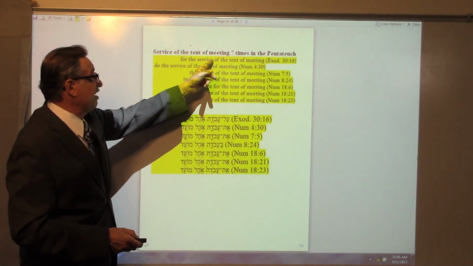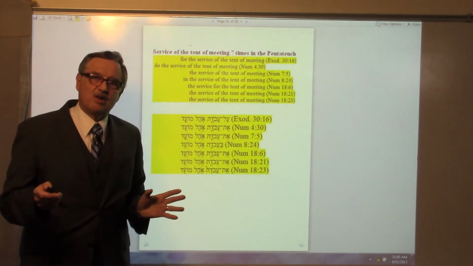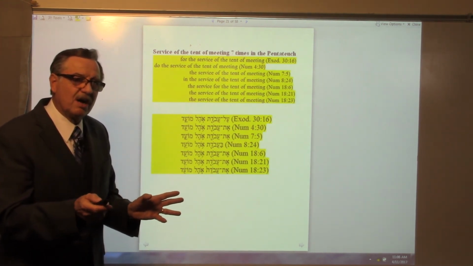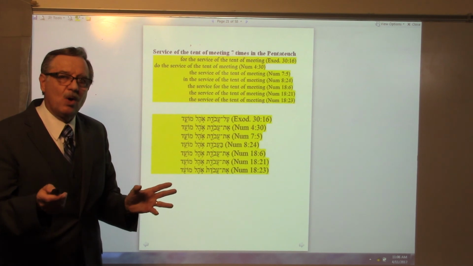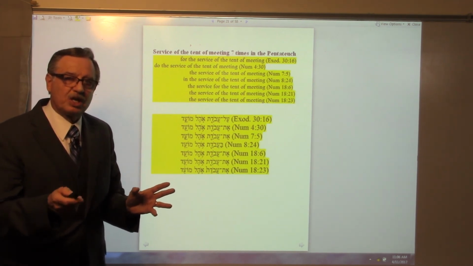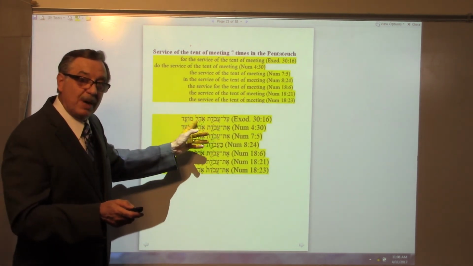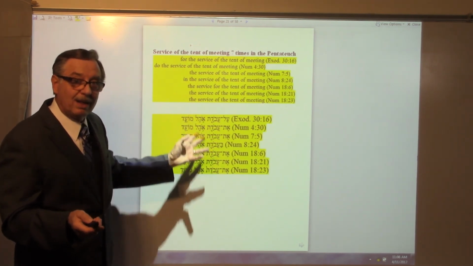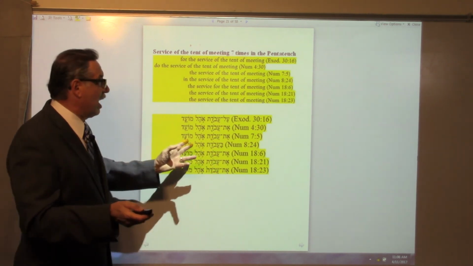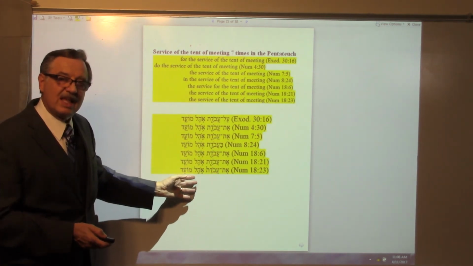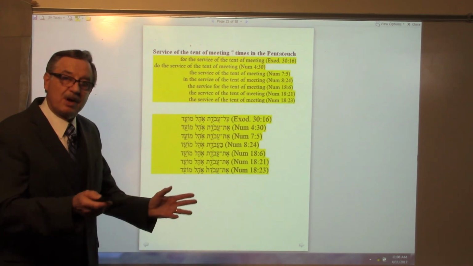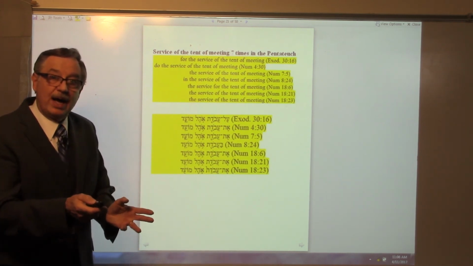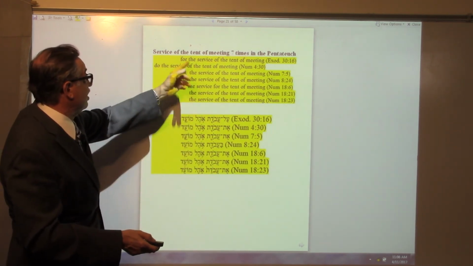The service of the tent of meeting. Now, in the documentary hypothesis, anything that is about the service of the tabernacle or their worship practice is written, they say, by the priestly code. Well, with that in mind, then anything about the tabernacle would necessarily appear in meter as well. And so here we have it, 7 times, the service of the tent of meeting.